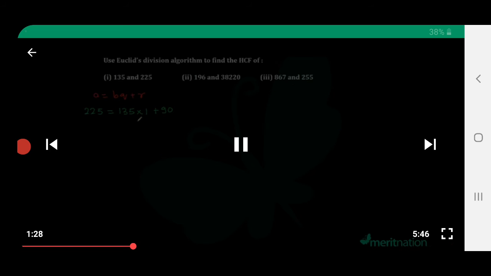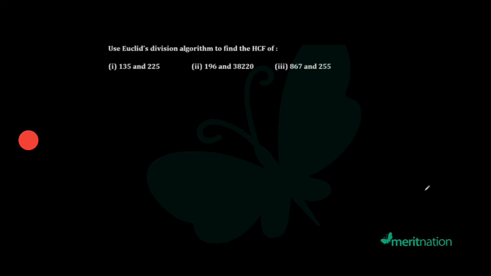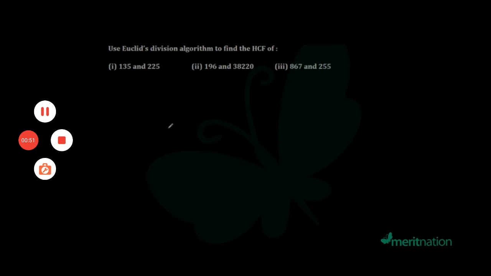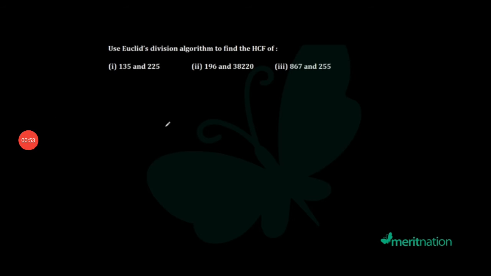For to this one unique number. Hey guys, so here we are with the first question. Using Euclid's division algorithm, we need to find the HCF of 135 and 225.